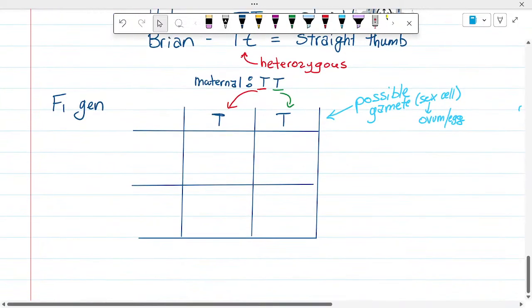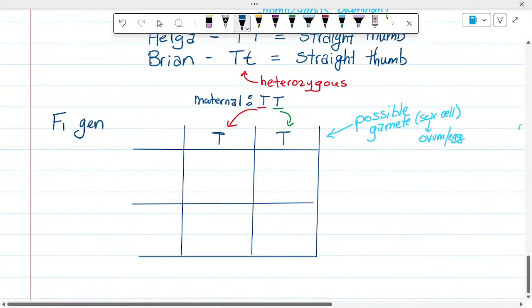All right. What about Brian? Brian wouldn't be referred to as maternal. He'd be referred to as paternal. And his genotype, the paternal genotype, is big T, little t. And when he goes to produce male sex cells, what do we call the possible male gametes?